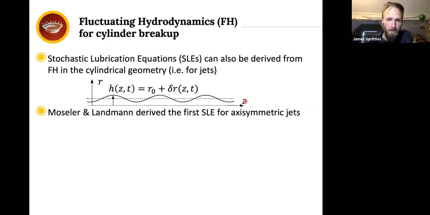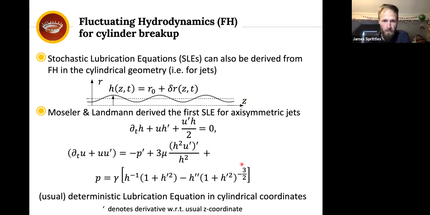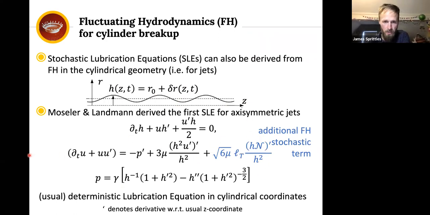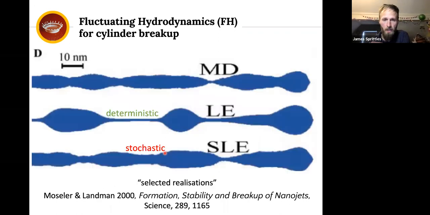And it was Moseler and Landman who first derived the stochastic equations for this case in a famous paper in Nature. And essentially, they're the same as the deterministic lubrication equations, except for there's a new noise term. Okay, slightly different system because we can't write it as one PDE anymore. We have to write it as a system of two with height and velocity, but conceptually very similar. So what Moseler and Landman showed was that, in fact, MD will never agree with the deterministic model, but if noise is added, you can see nice agreement in selected realizations.